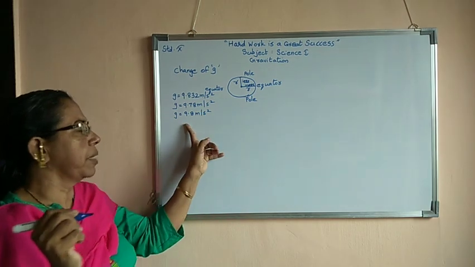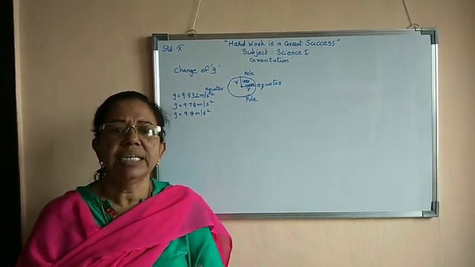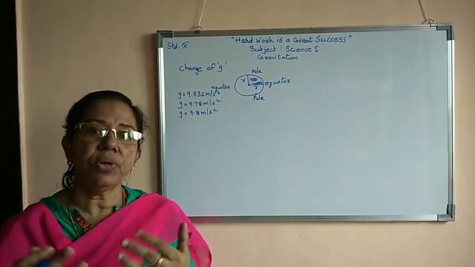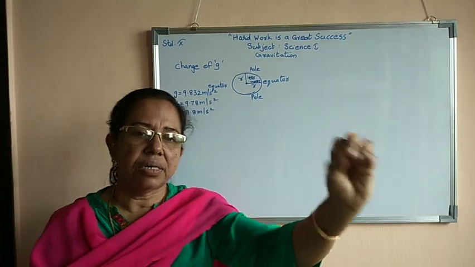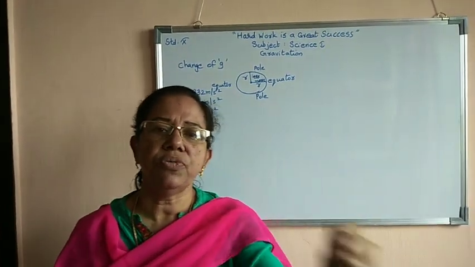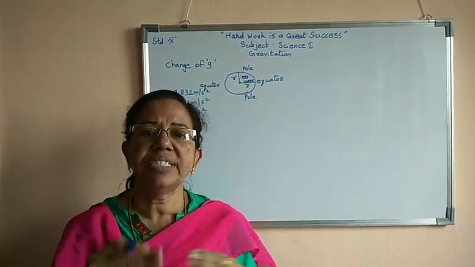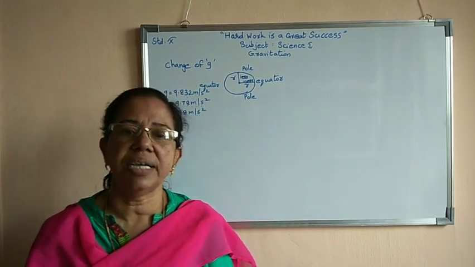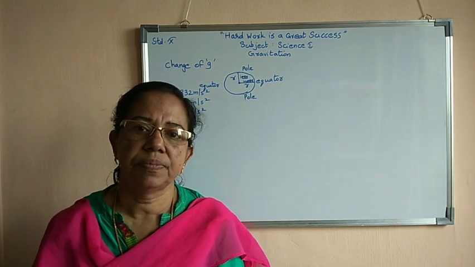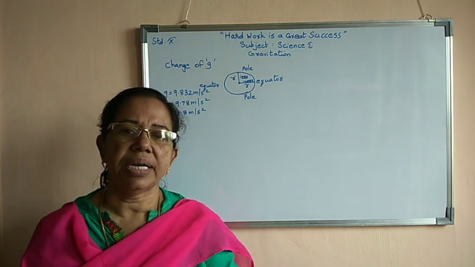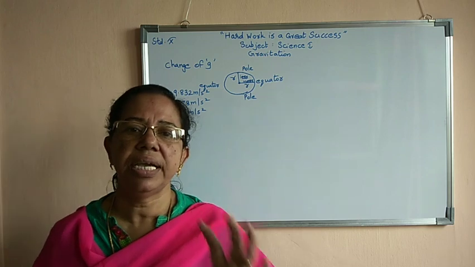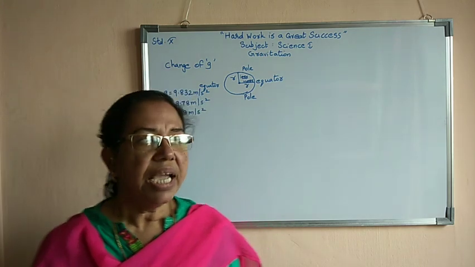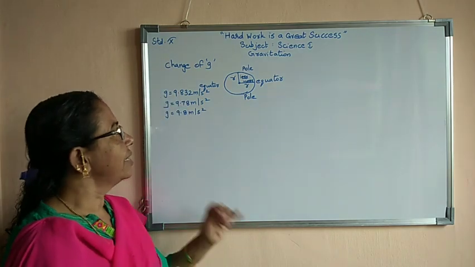So for calculation purposes, we are taking the value of g as 9.8 meter per second square. So we have no need of thinking that 9.832 will be in one place, 9.778 will be in another place. Like that, we have no need of thinking when we calculate any sums. At that time, we have to take the value of g as a constant value, that is 9.8 meter per second square. Now children, we are studying another topic.